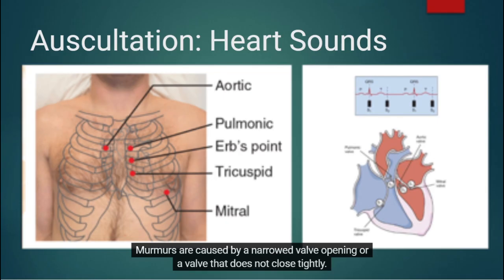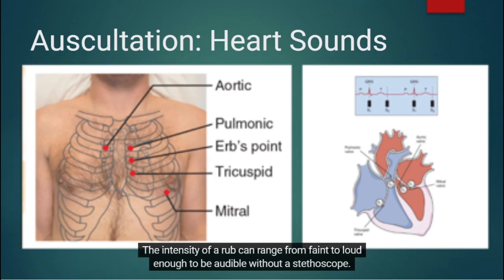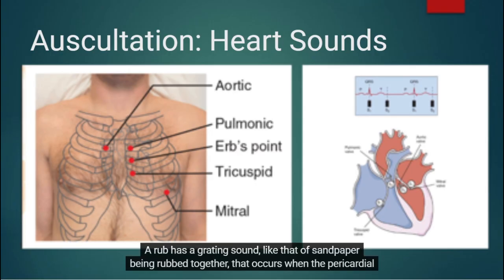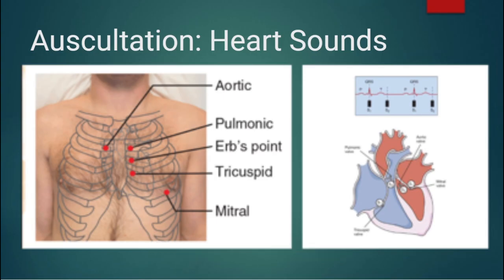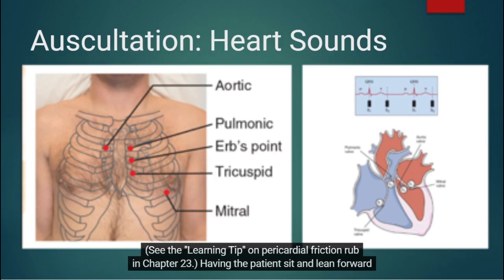Murmurs are caused by a narrowed valve opening, or a valve that does not close tightly. A murmur is a prolonged, swishing sound that ranges in intensity from faint to very loud. A pericardial friction rub occurs from inflammation of the pericardium. The intensity of a rub can range from faint to loud enough to be audible without a stethoscope. A rub has a grating sound, like that of sandpaper being rubbed together, that occurs when the pericardial surfaces rub together during a heartbeat. See the learning tip on pericardial friction rub in Chapter 23.